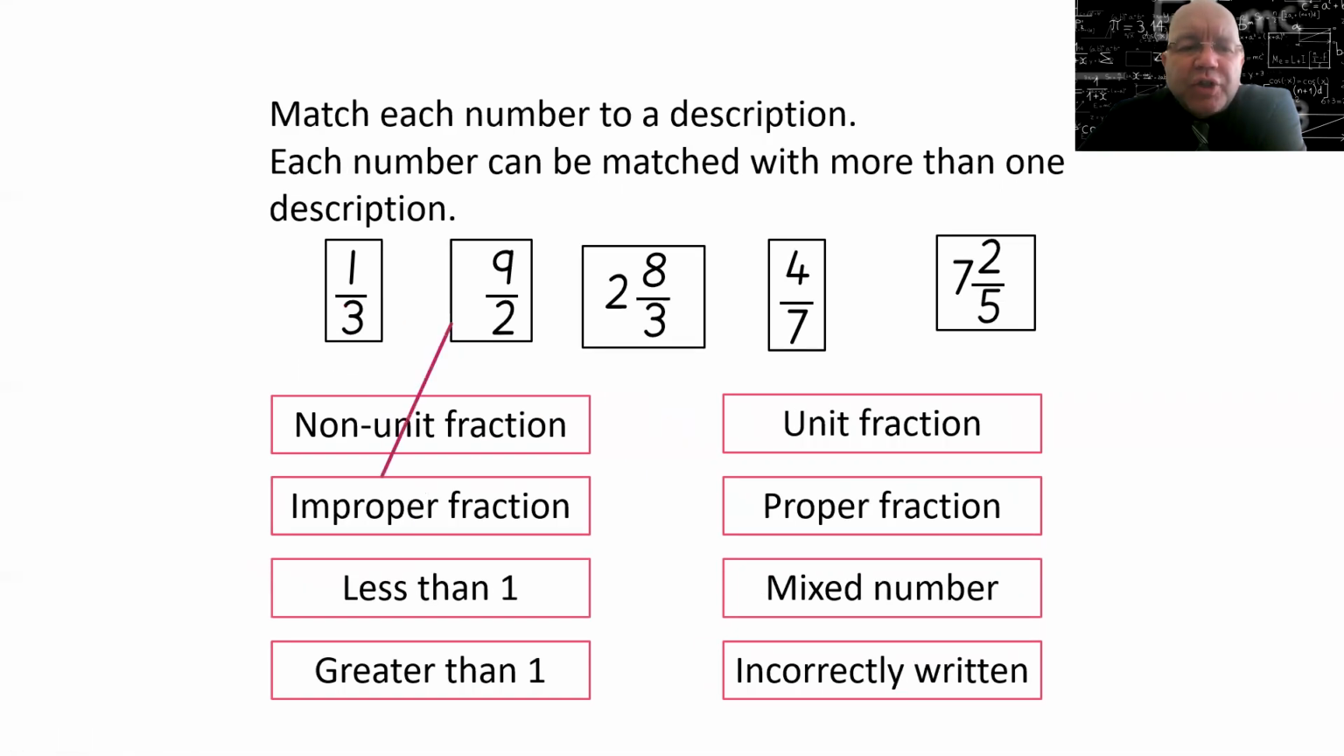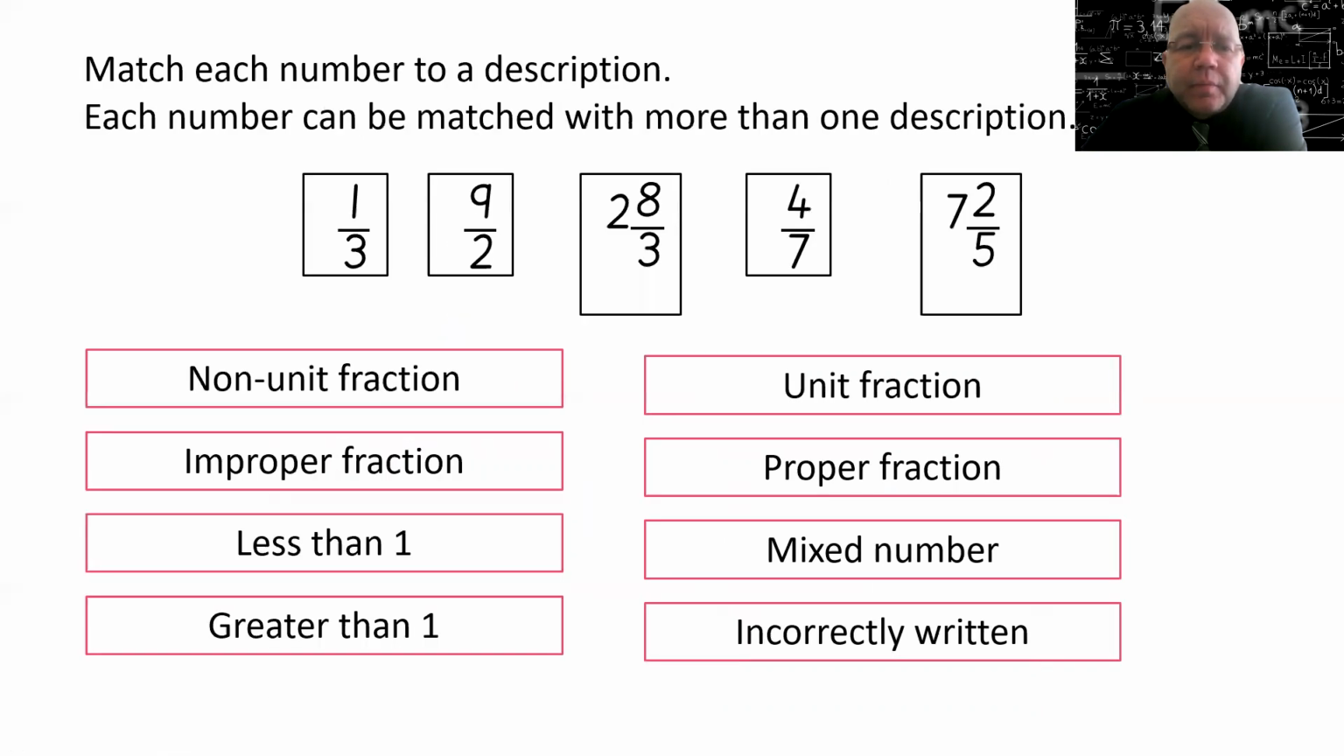What about 9/2? Well, it's an improper fraction because the numerator is the bigger number. It's a non-unit fraction because it doesn't have 1 as its numerator. And it's greater than 1. It's an improper fraction, which means it's bigger than 1. Now, what about 2 8/3? Well, it's greater than 1. We've got a whole number there, so it's bigger than 1.